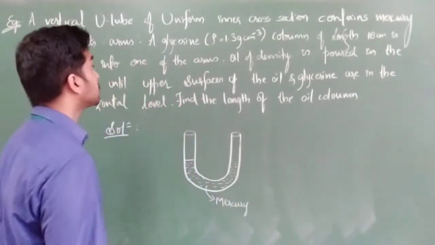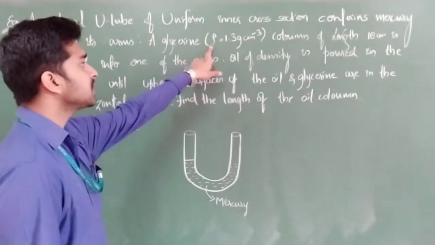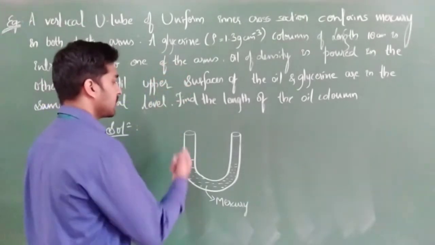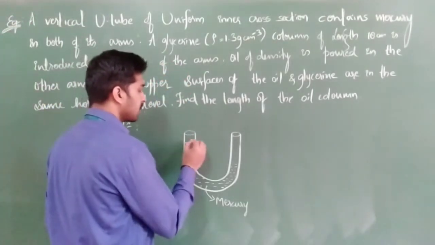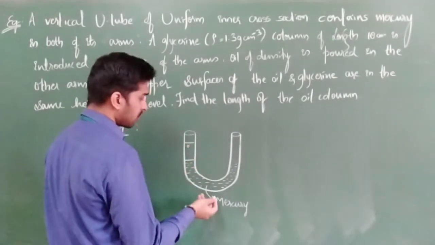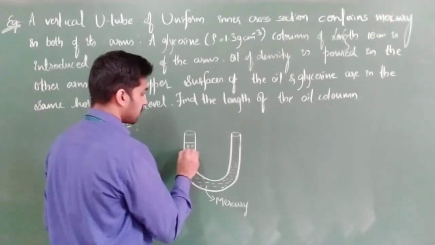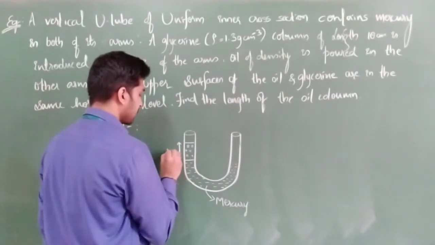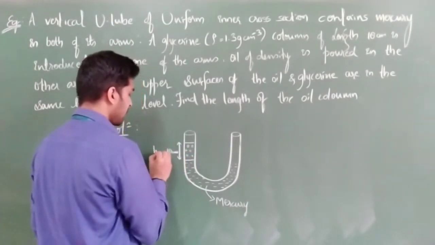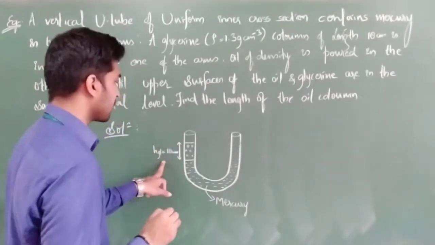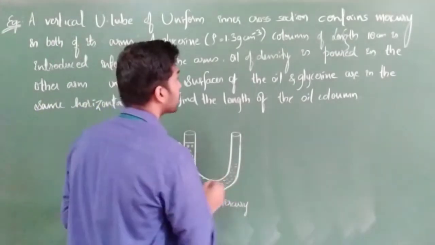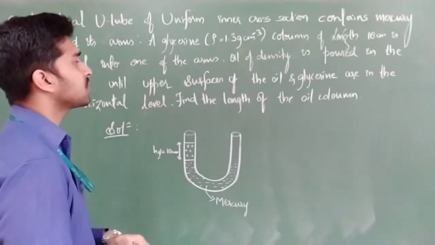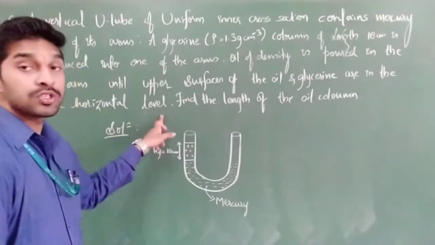Okay. Next, a glycerine of density this much, column of length 10 centimeter is introduced into one of the arms. That means here let us consider they had kept, sorry, not mercury, glycerine. This they had given as 10 centimeter. 10 centimeter is nothing but H for glycerine, HGL I am writing. Next, what they had given, oil of density is poured in the other arm until the upper surfaces of the oil and the glycerine are in the same horizontal level.